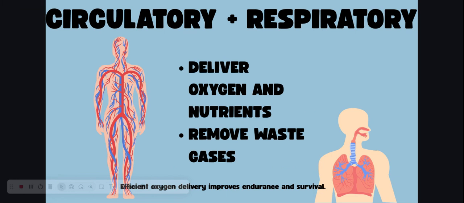Circulatory and respiratory systems. These two systems work together to deliver oxygen and nutrients and remove waste gases like carbon dioxide. Oxygen helps cells release energy from food. Without oxygen, cells cannot function properly. Organisms that can efficiently deliver oxygen often have better endurance. This can help them escape predators, hunt, or survive in challenging environments. Why might animals that run faster have an advantage? Think about that.